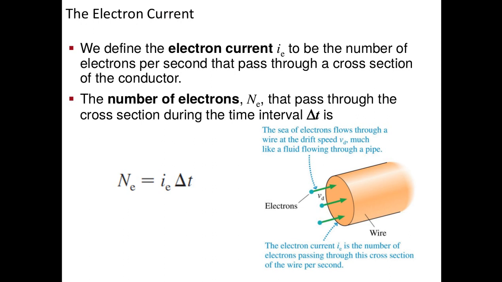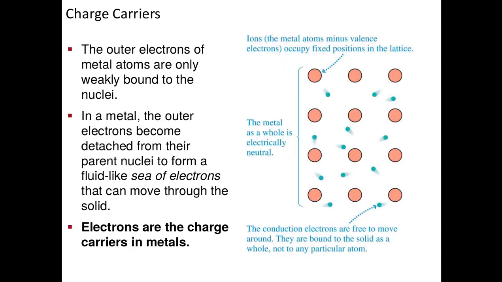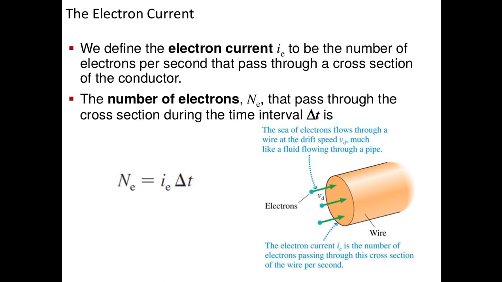A conductor is a lattice structure, where our atoms are bound to one another. They don't move, but our valence electrons, our free charges, are what's actually moving. So how many electrons are moving? We're going to call that capital N sub e. So how many electrons are passing through a cross-sectional area of a wire?